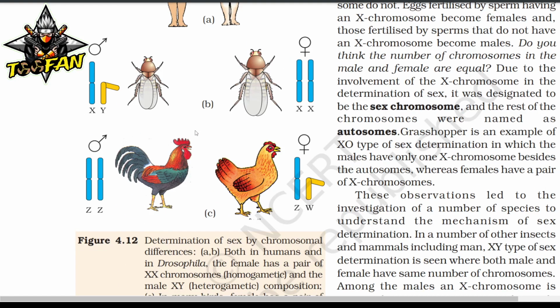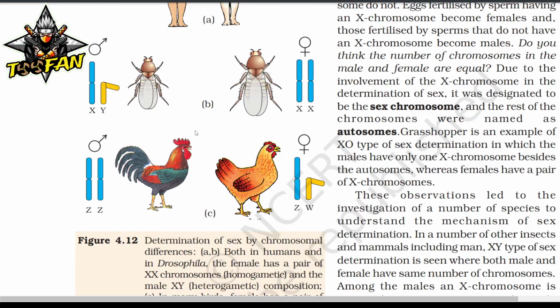Due to the involvement of the X chromosomes in the determination of sex, it was designated as the sex chromosome, and the rest of the chromosomes were named autosomes. Grasshopper is an example of XO type of sex determination, in which the males have only one X chromosome besides the autosomes, whereas the females have a pair of X chromosomes.